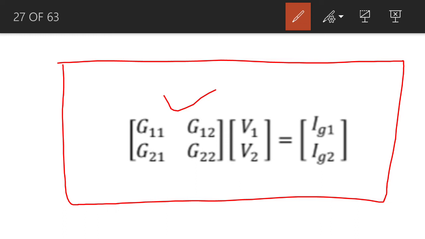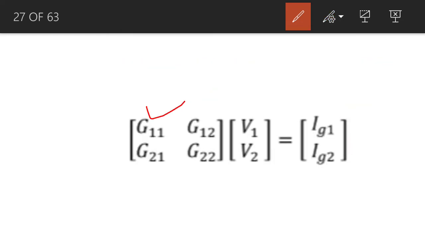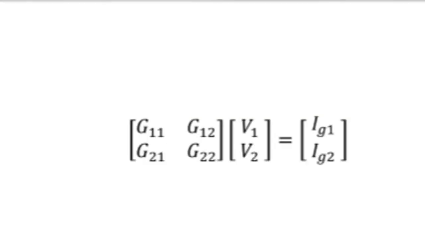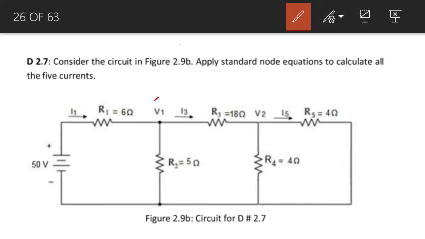We will calculate Ig1 and Ig2. So let us calculate the elements of the G matrix. We calculate G11. For G11, we consider all the resistors which have been connected to the first node. So let us go back to the circuit diagram and see how many resistors have been connected to the first node. So here is the first node. This resistor has been connected to the first node. The resistor R2 has been connected to the first node, and the resistor R3 has been connected to the first node.